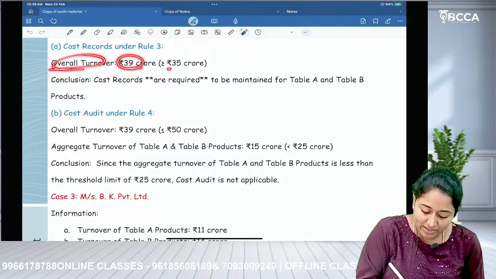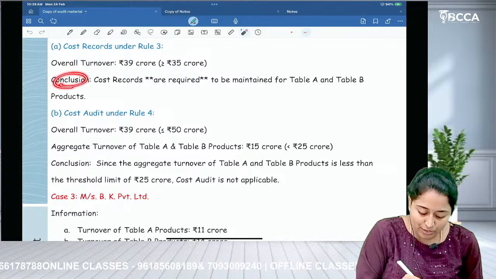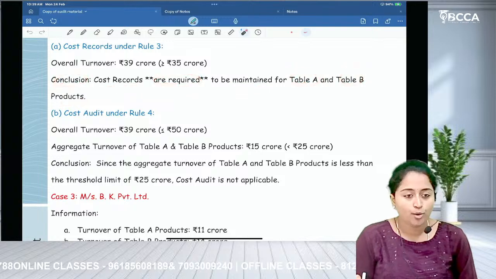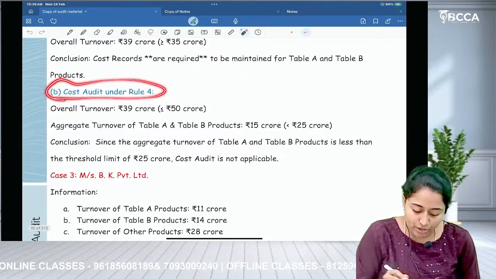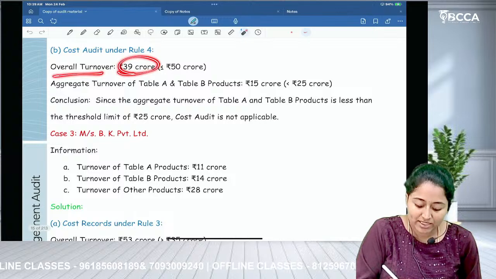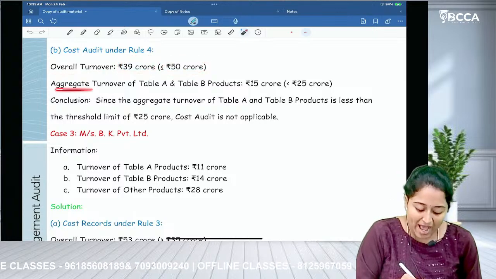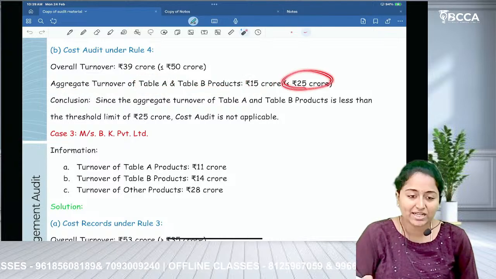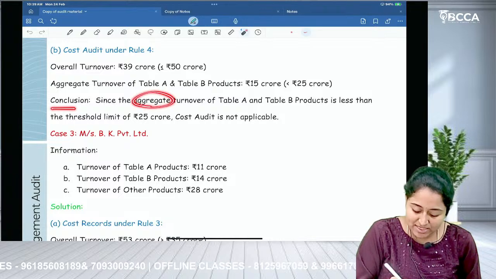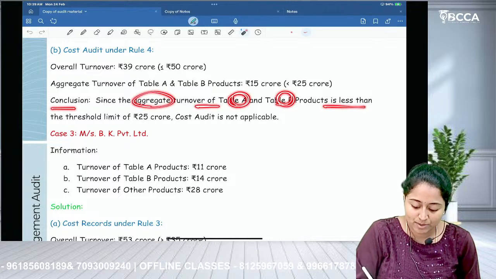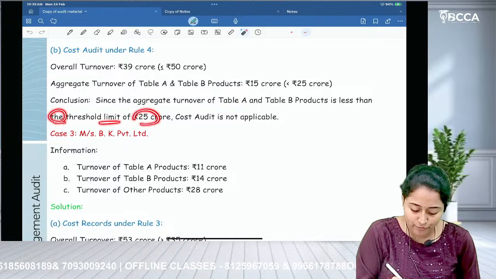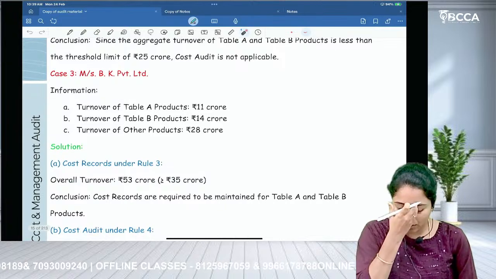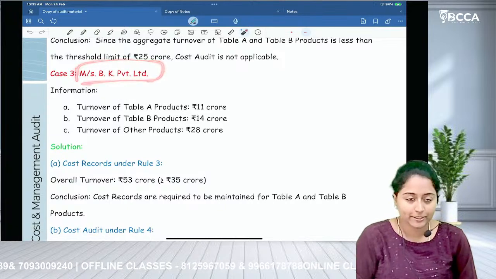Overall turnover 39 crores, more than or equal to 35 crores. Conclusion, cost records are required to be maintained for table A and table B products. Now, coming to cost audit under rule 4. Overall turnover is 39 crores, less than 50 crores. Aggregate turnover of table A and table B products is 15 crores, which is less than 25 crores. Conclusion, since the aggregate turnover of table A and table B products is less than the threshold limit of 25 crores, cost audit is not applicable. Clear?